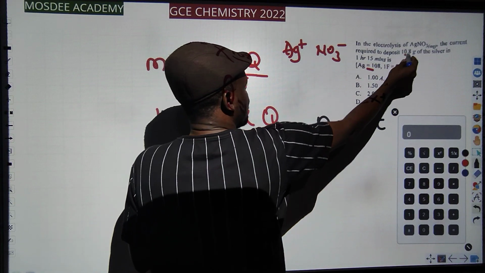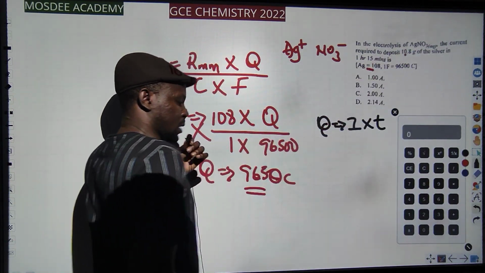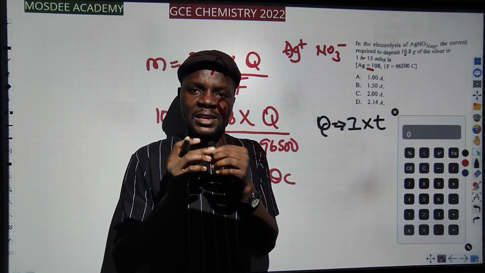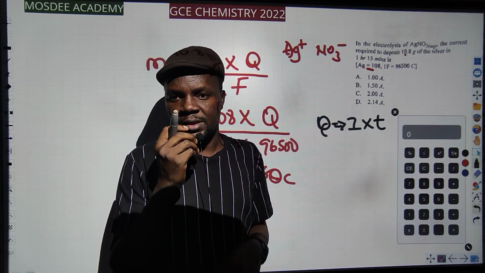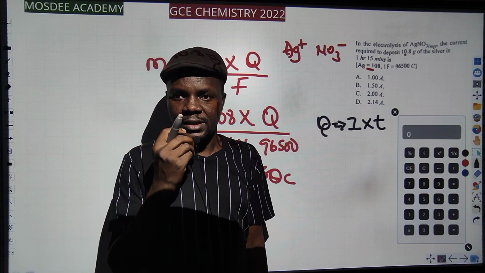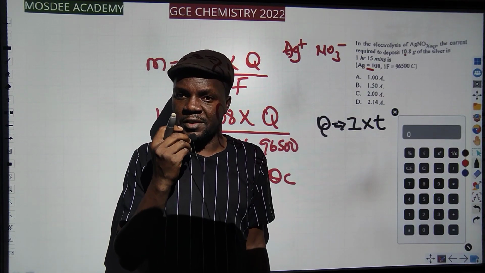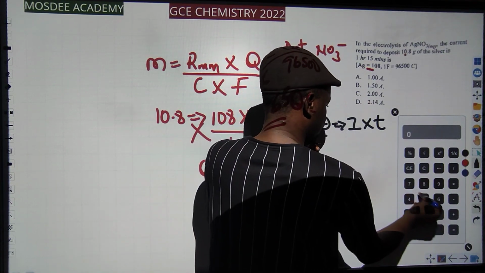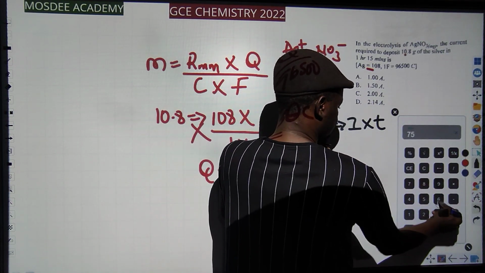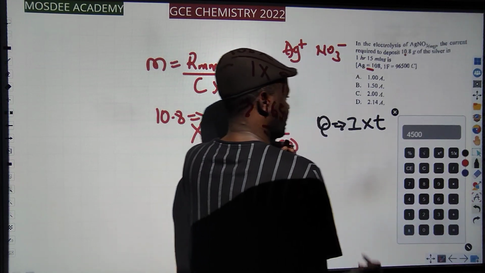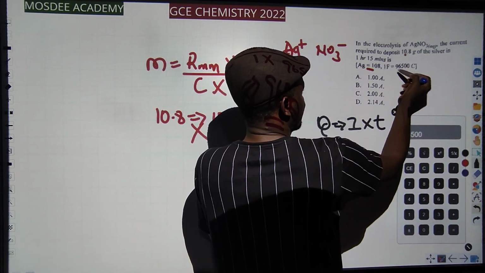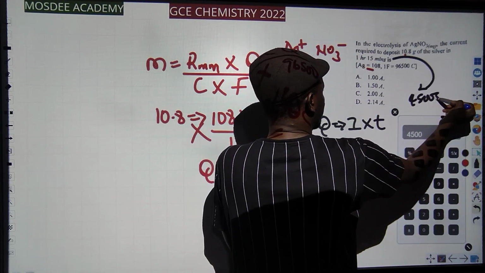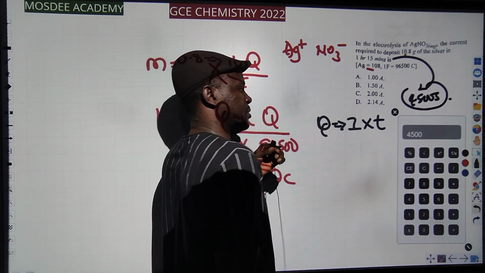So here is where you have to convert. Look at this guy. 1 hour 15 minutes should be converted to seconds. 1 hour 15 minutes is 60 plus 15, that is 75 minutes. 75 minutes to seconds is 75 times 60. Let's just see that. 75 times 60 should be equal to 4500. Yeah, fine. So this guy here is equivalent to 4,500 seconds. That's the only technicality there.